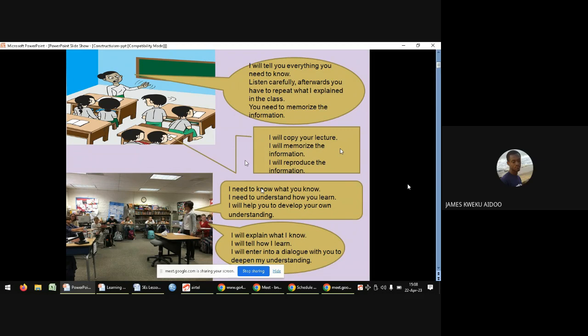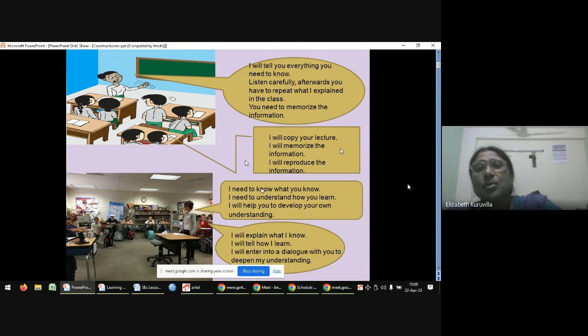The first situation. Correct answer. So you can see that here the teacher is telling, I will tell you everything you need to know. So the student's response is, I will copy your lecture. Listen carefully. Afterwards, you have to repeat what I explained in the class. So the student has to memorize the information. So the student is telling, I will reproduce the information during examination.